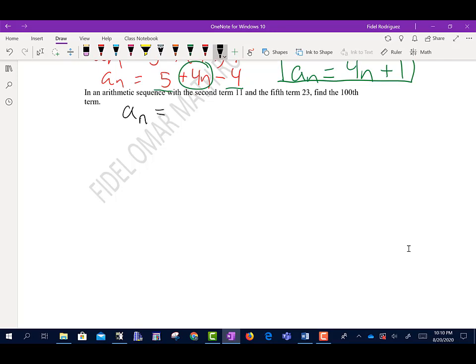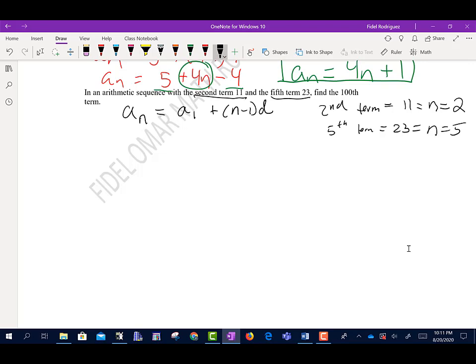We know that the formula says a_n is going to be a1 plus n minus 1 times d. That we know, okay? Now, we have the second term being the number 11, and we have the fifth term being the number 23. What this means is that because we're talking about the second term, my number n is 2, and for the fifth term, my number n is going to be 5. Okay, so let's do this.